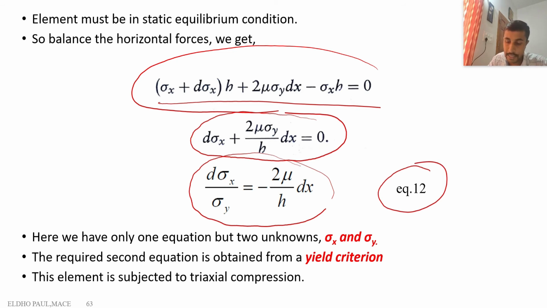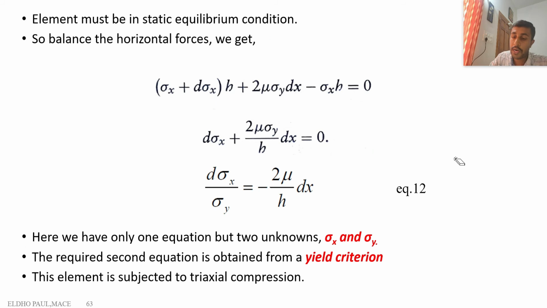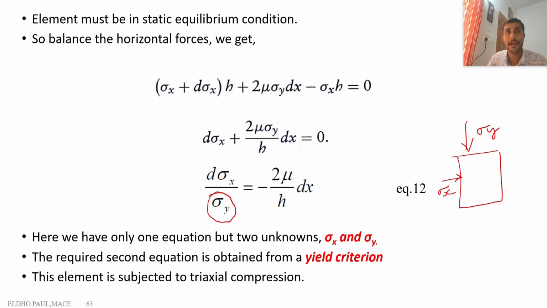In this equation, we have two unknowns. The first unknown is sigma y, the vertical stress which I want to supply on the workpiece. The second unknown is sigma x. Corresponding to sigma y, some amount of sigma x will be developed, and I don't know that value either. So there are two unknowns, sigma x and sigma y, but only one equation. We cannot solve that equation, and we cannot calculate sigma x and sigma y.